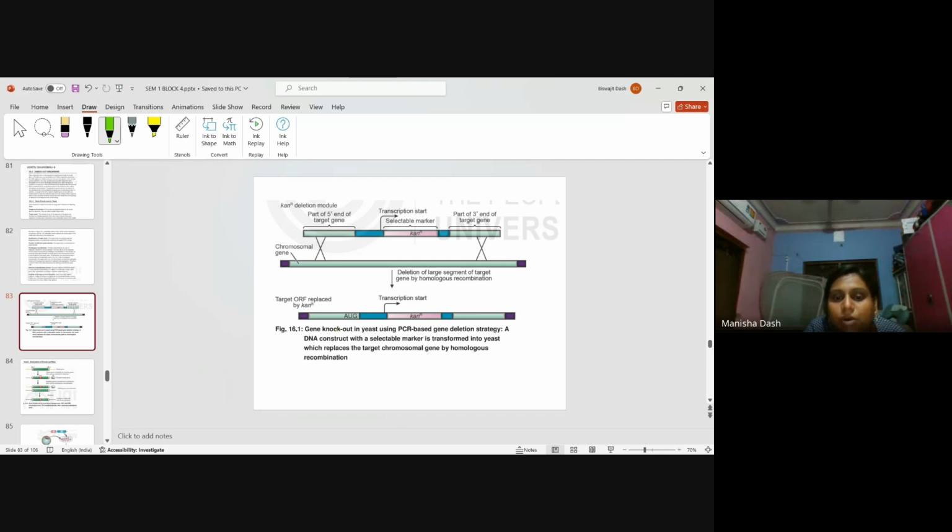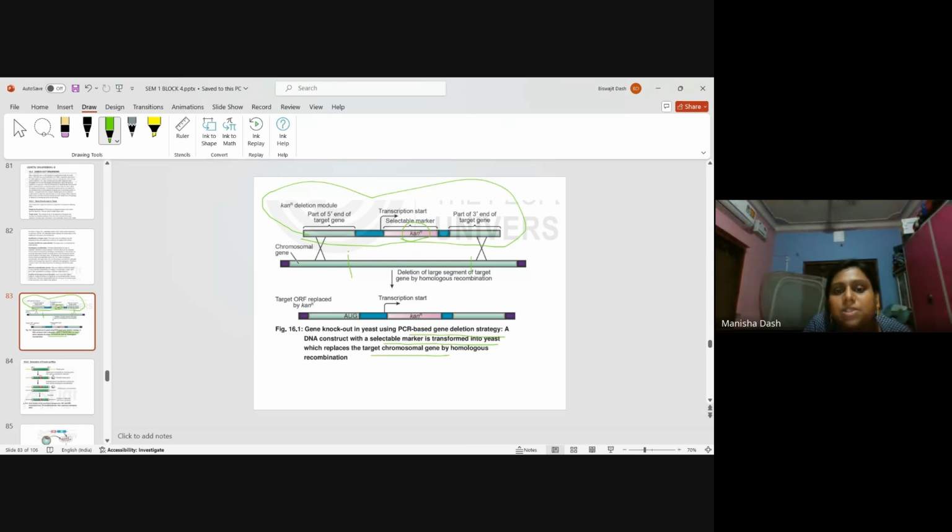Here you can see the gene knockout in yeast using the PCR based gene deletion strategy. A DNA construct with a selectable marker is transformed into the yeast, which will replace the target chromosomal gene by homologous recombination. This is the construct we are using for deleting a segment of chromosome in our target sequence. This is the part of the 5' end of the target gene, this is similar to this part, and this is similar to the 3' part. The middle gene consists of an antibiotic resistance gene, resistant to the antibiotic kanamycin.